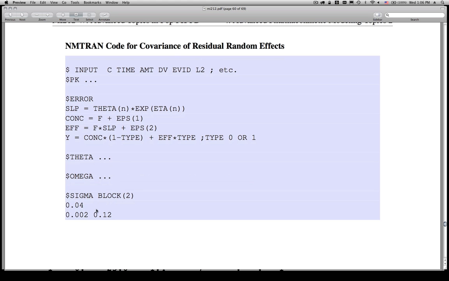And the way we model that then is as we would in omega, what we're using is sigma now, block 2, because there's two elements in the diagonal. The first term here is the variance of epsilon 1. The last term is the variance of epsilon 2. And then this off-diagonal element is the covariance between epsilon 1 and epsilon 2. And this is facilitated by having the L2 data item in the data set.